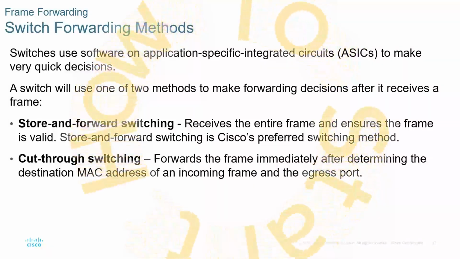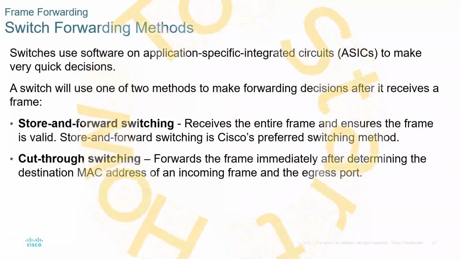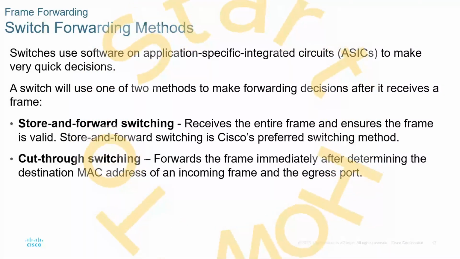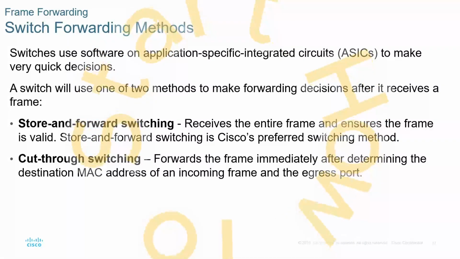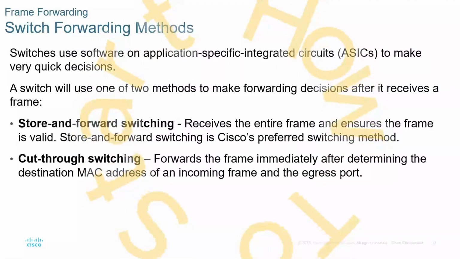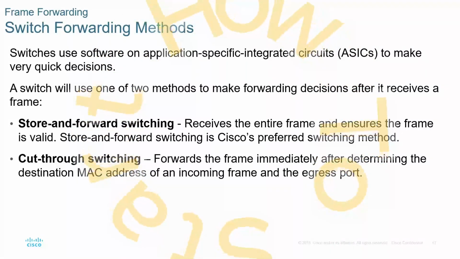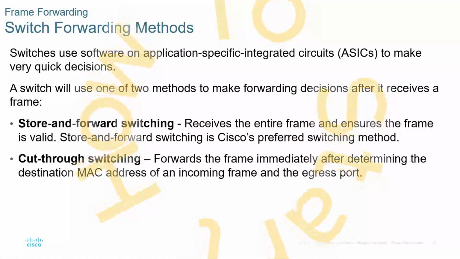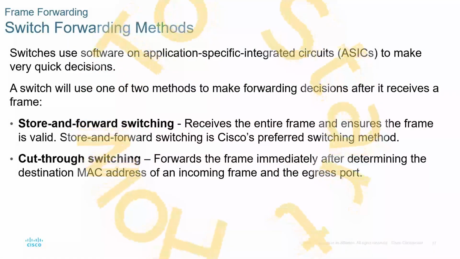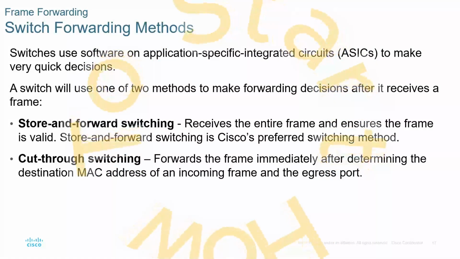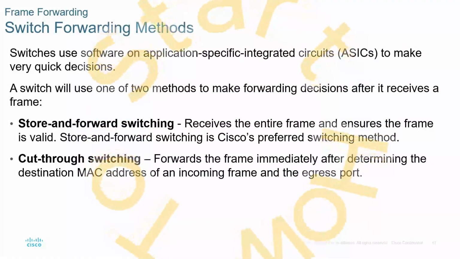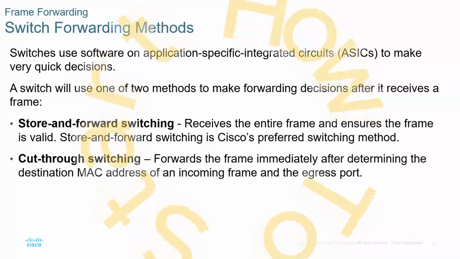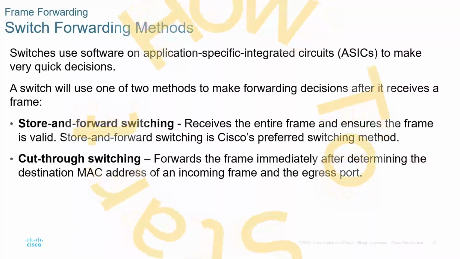There are two types of forwarding methods used when we are talking about switching. So the two main types of switching methods are store and forward and cut through. Store and forward will receive the entire frame. It will verify that the frame is valid and then will forward it out. Cisco switching prefers this method. However, this means that the switch has to receive the entire frame before forwarding it out, which means that's overhead.